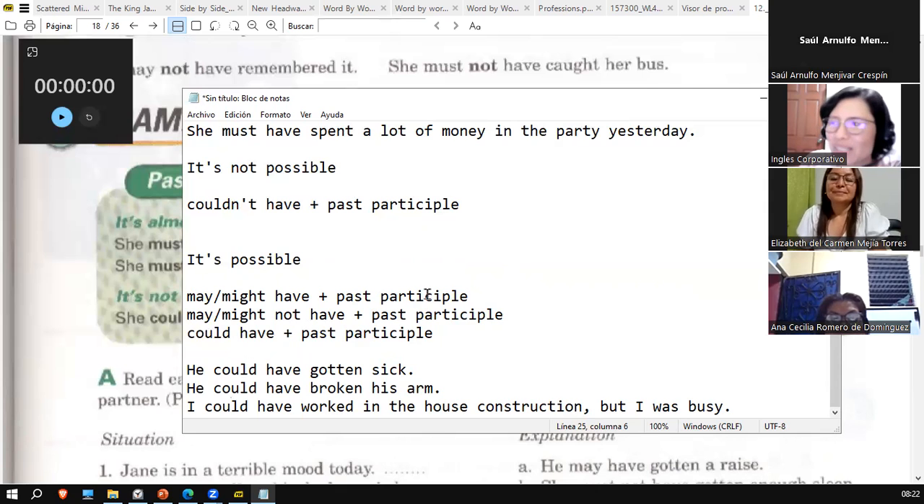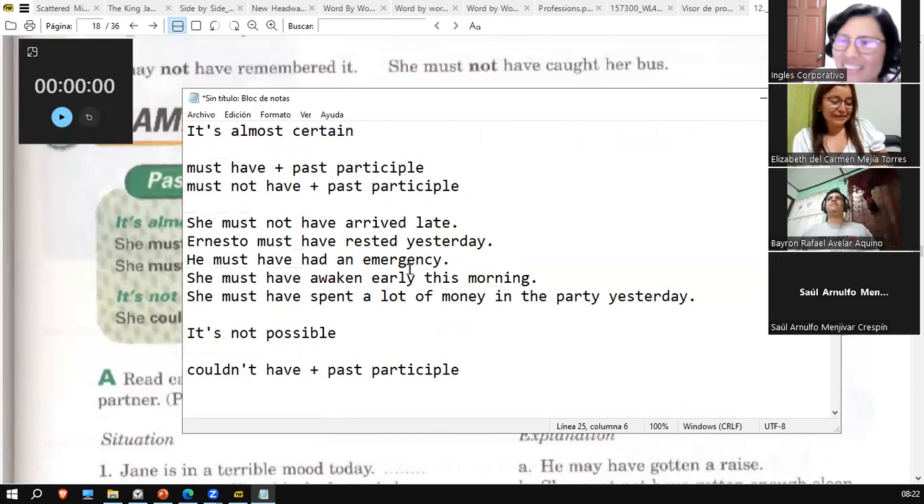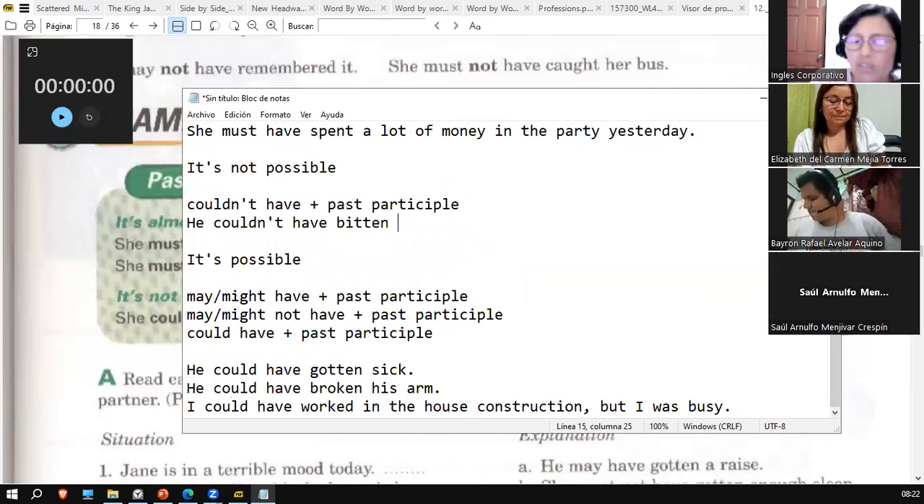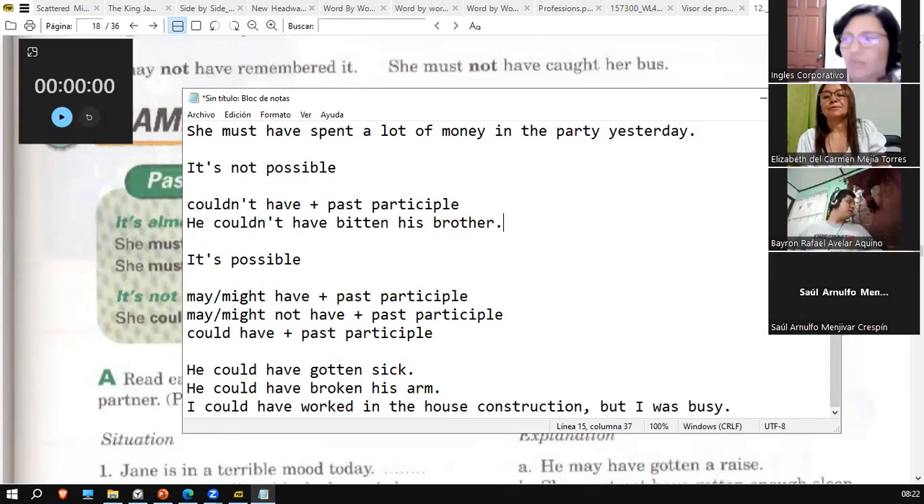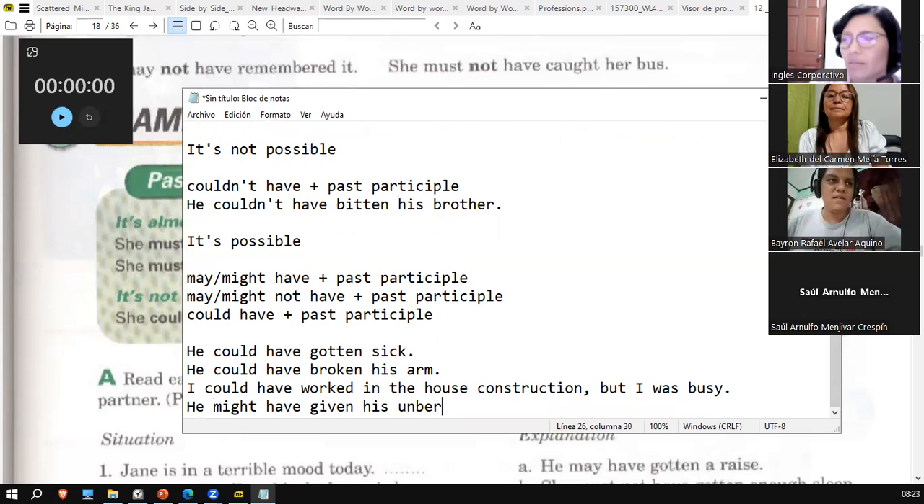Thank you. What about you, Elizabeth? Thank you, teacher. The second is he couldn't have beaten his brother. Okay, very good. He couldn't have beaten his brother, right? Very good. And the third? He might have given his umbrella. He might have given his umbrella.